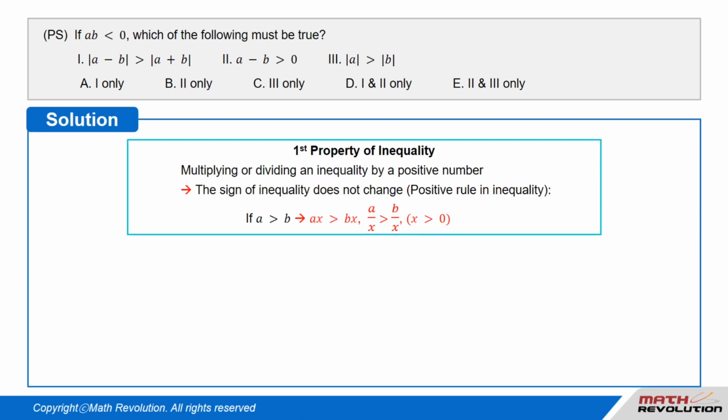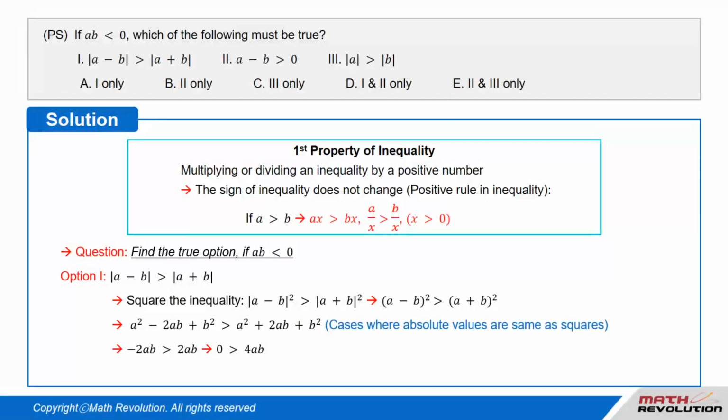The first property of inequality. Multiplying or dividing by positive numbers does not change the direction of the inequality sign. Positive rule in inequality. That is, if a is greater than b, then a times x is greater than b times x, and a over x is greater than b over x, where x is greater than 0. We are required to find the options that are true if a times b is smaller than 0.